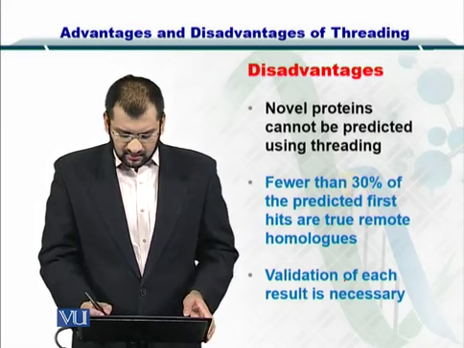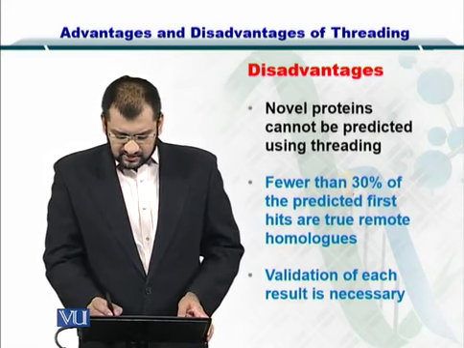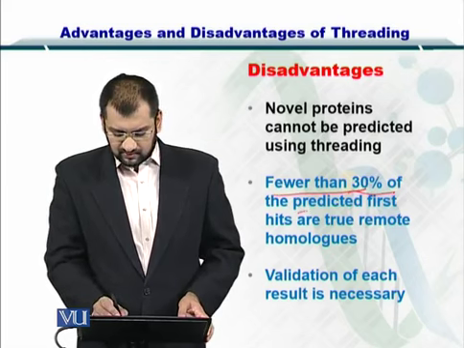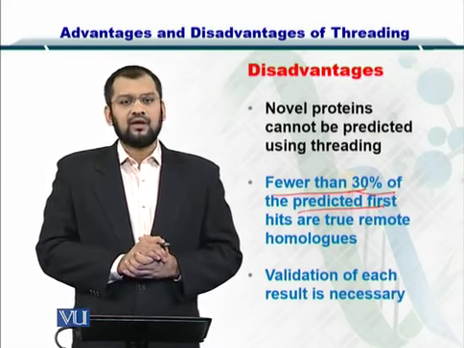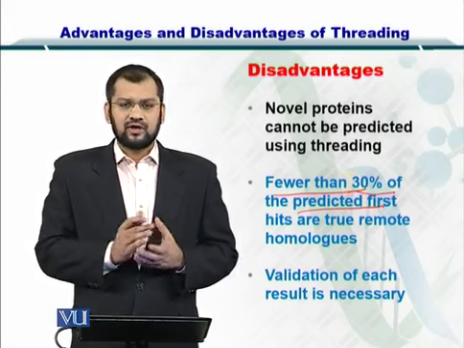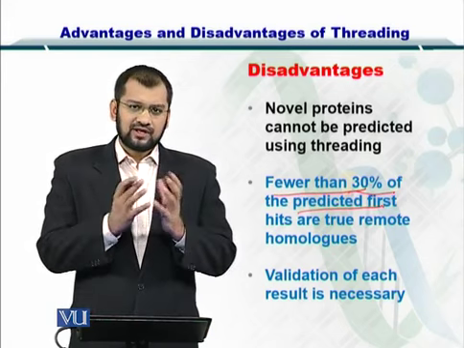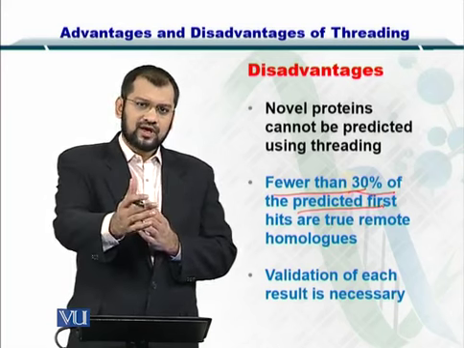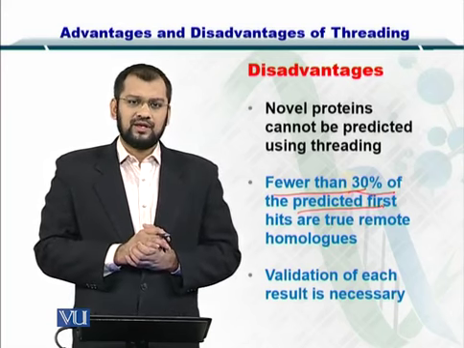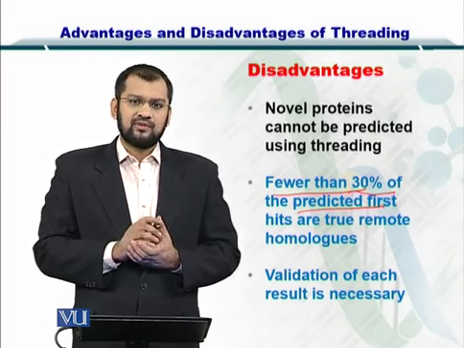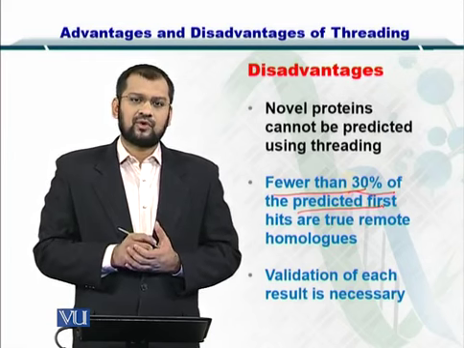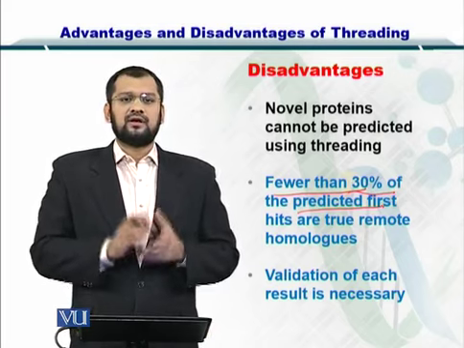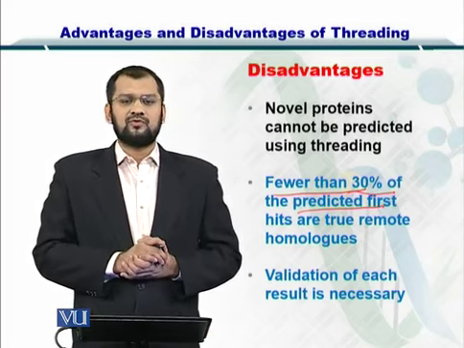The result of such a shortcoming is that fewer than 30% of the predicted structures have homologs. So therefore, you end up creating such structures by using fold recognition which do not have homologs in the PDB. So this has to be taken care of by a process called validation. So this is the major disadvantage of fold recognition.